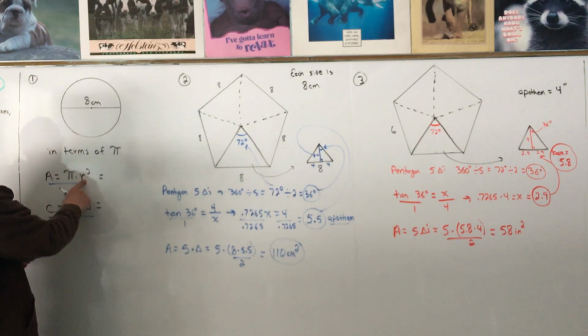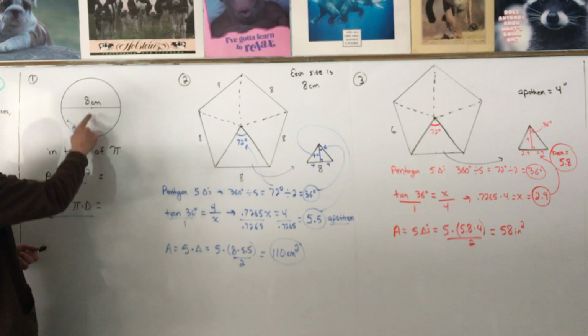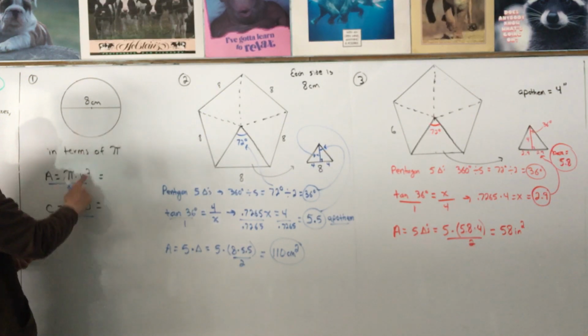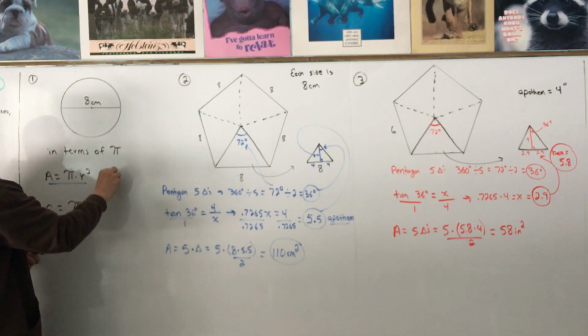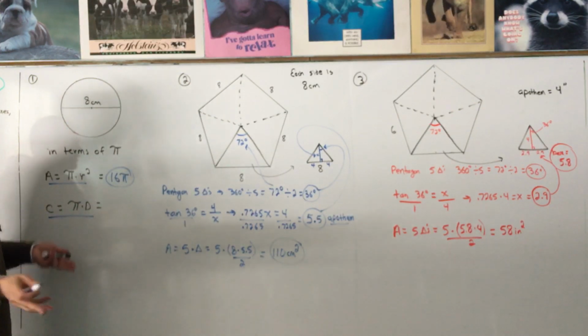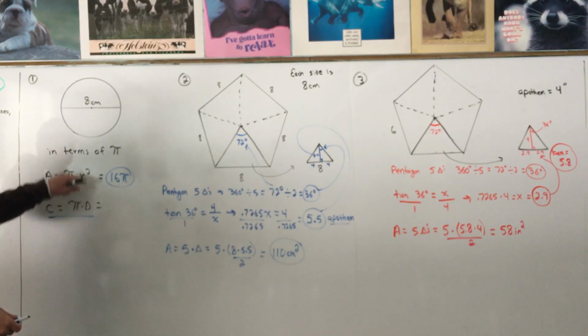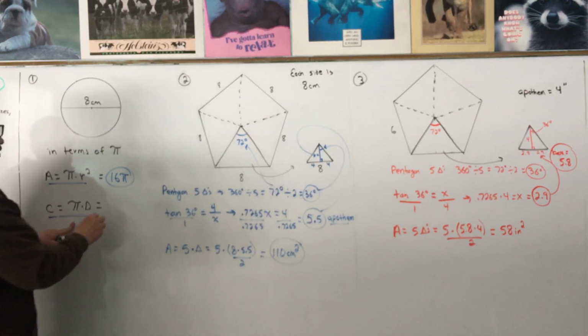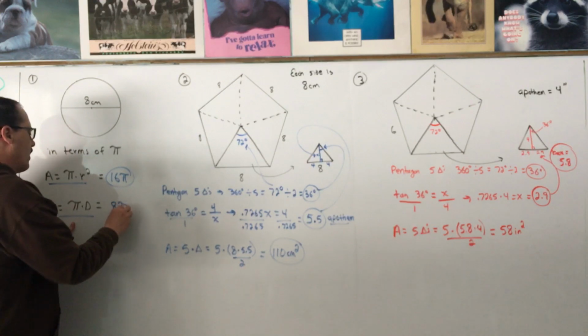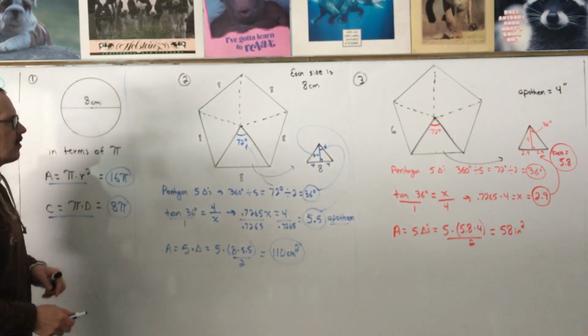And so r in this case, since the 8 is the diameter, the radius would be half of that, which is 4. 4 squared is 16. And so this would be simply 16 pi, and you're done. It's actually easier for circumference: circumference is pi times diameter. Well, the diameter is 8, and so the answer to this one would be 8 pi. Okay, so I just want to go over that quickly. That didn't take too long.